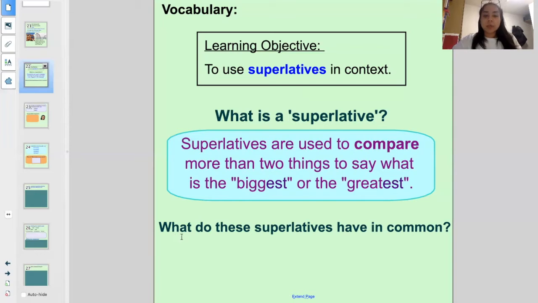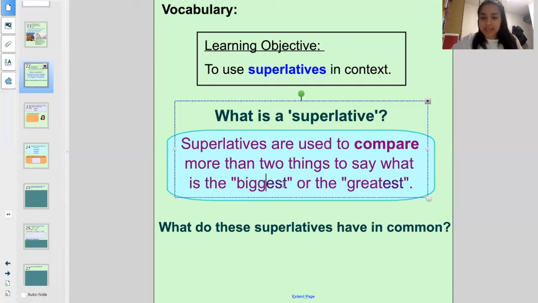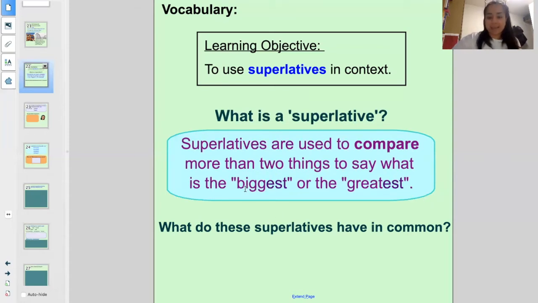So what do you think these two superlatives, biggest and greatest, have in common? Now, there's something highlighted to help you in answering that question. What do you think it is? Brilliant. Hopefully you saw that it says the suffix est at the end of these two words. Big-est, great-est. Well done if you spotted that.